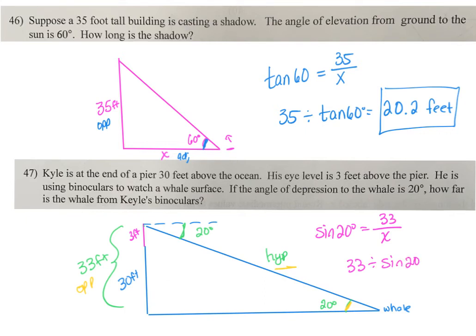Again, make sure that you are in degrees, not radians. And rounding to the nearest tenth, you get 96.5. 96.5 feet is how far the whale is from his binoculars.